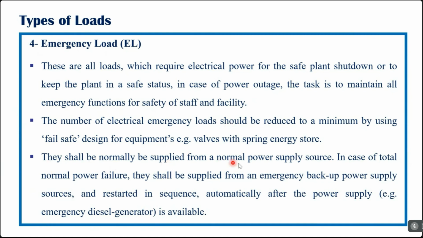They shall normally be supplied from a normal power supply source. In case of total normal power failure, they shall be supplied from an emergency backup power supply source and restarted in sequence automatically after power supply is available. So once the power supply is restored and the main power is back, they are operated and restarted in sequence so that sudden load injection in the system does not cause a voltage dip in the power system.